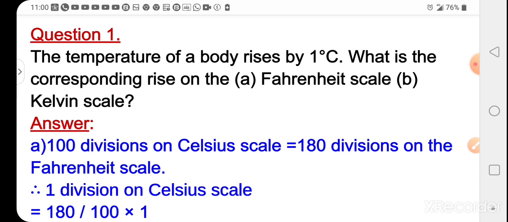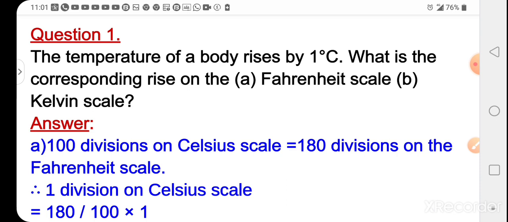So from this question we understood that the temperature of a body rises by 1 degree Celsius. Then what is the corresponding rise on the Fahrenheit scale and Kelvin scale? This is the question. Okay, so we know that in the case of the Celsius scale 100 divisions are there, in the case of the Fahrenheit scale 180 divisions are there, and on the Kelvin scale 100 divisions are there.